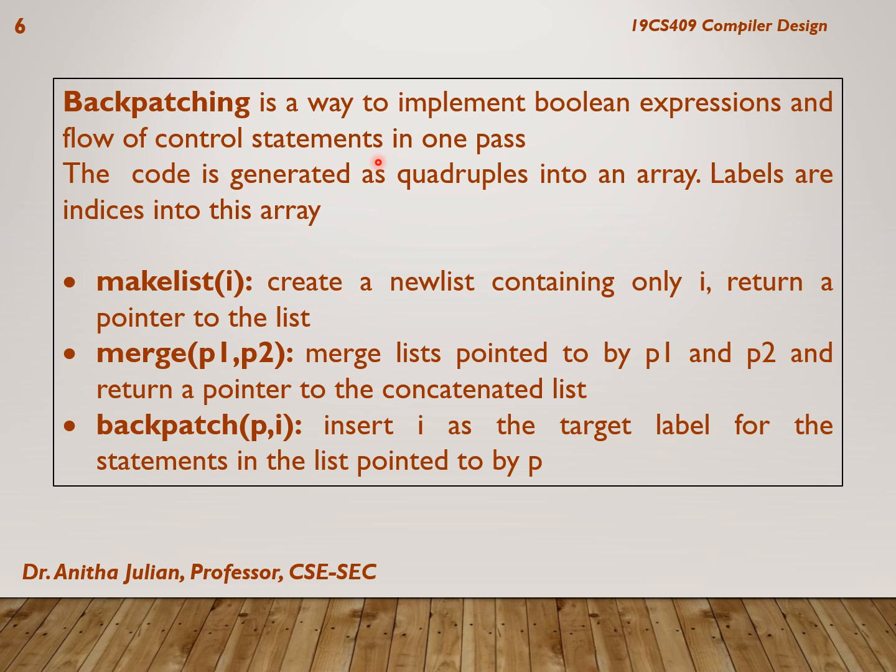So backpatching is a way to implement Boolean expressions and flow of control in one pass. For this particular thing, the code is generated as a quadruple into an array. So we need three important functions, namely makelist, merge of two pointers, and then we have the backpatch function. We will see all this in detail by taking an example.